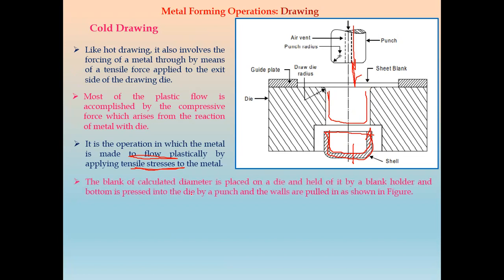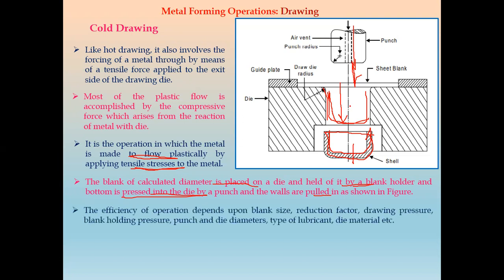Now the blank of calculated diameter is placed on the die and held by its blank holder, and the bottom is pressed into the die by means of the punch, and the walls are pulled as shown in the figure. If you see, these walls are pulled and this inside part will flow inside this cavity.